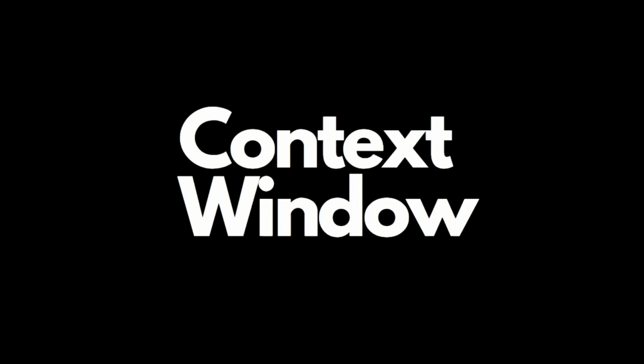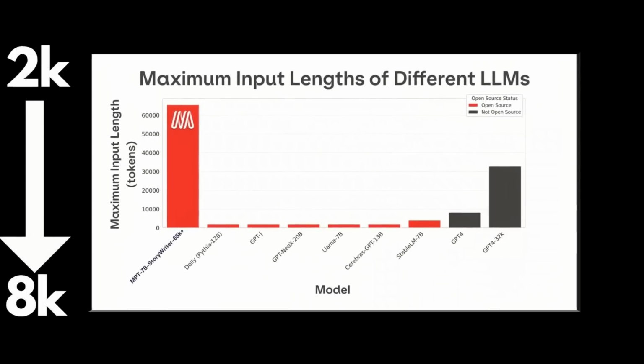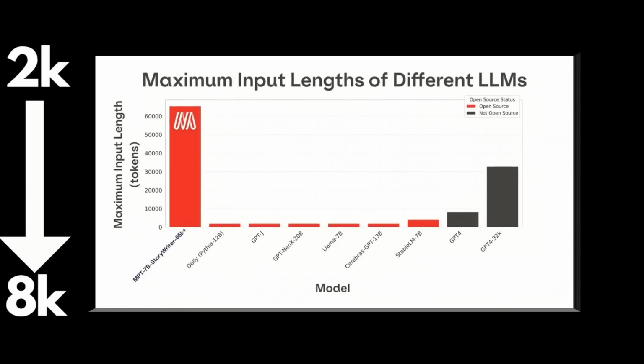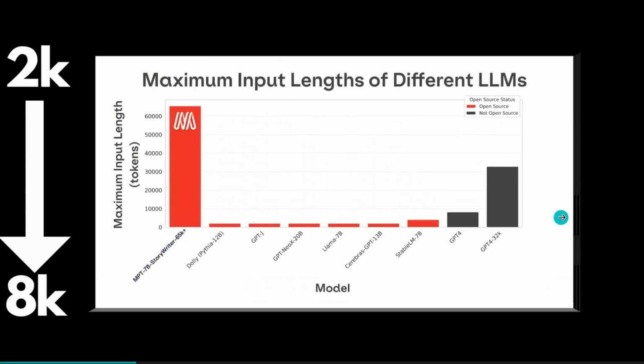So it all comes down to the concept of context window, which can be defined as the amount of recent input text that the model considers when generating an output. So most of the models that we have today, their context window ranges from 2,000 tokens to 8,000 tokens. Now, 100 tokens is roughly equal to 75 words. There are a couple of exceptions.